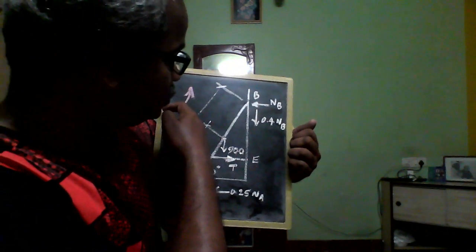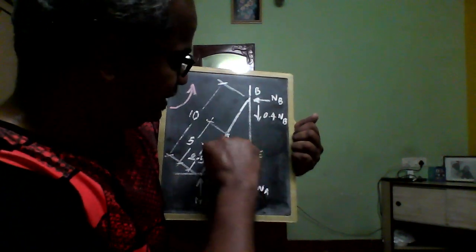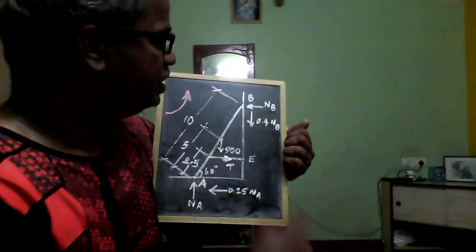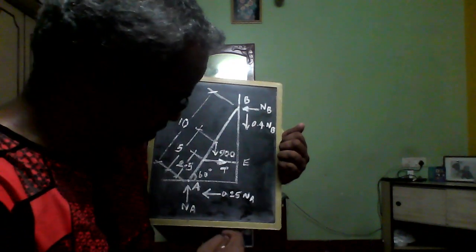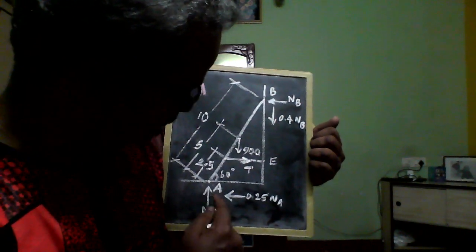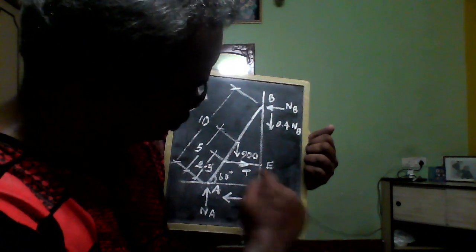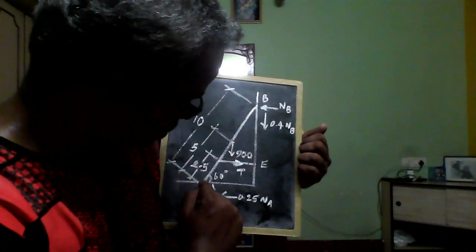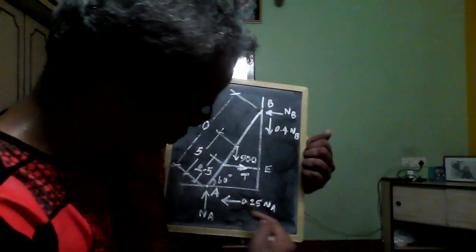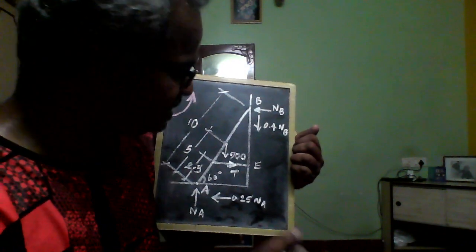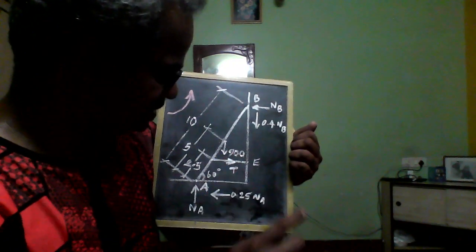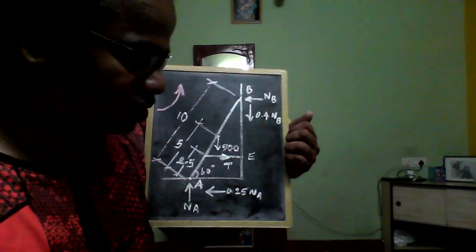Since the ladder tries to slide upwards due to the tension in the string T, there will be upward movement at the wall, so the frictional force acting downwards will be 0.4 NB. Here you can see that A is moving to the right side due to the tension in the string, so there will be a frictional force on the left side, that is 0.25 NA. What is T? Tension T here. So this is the problem.